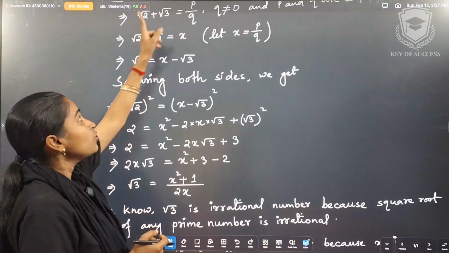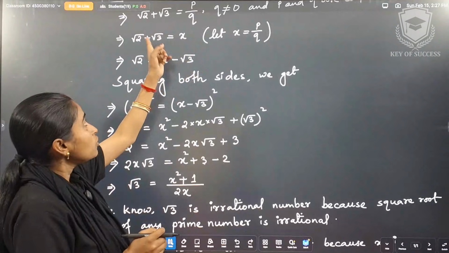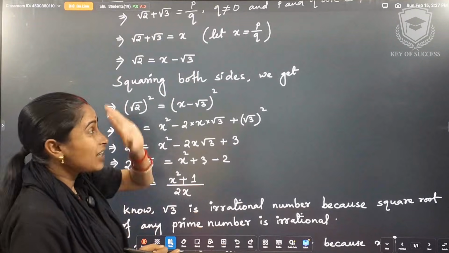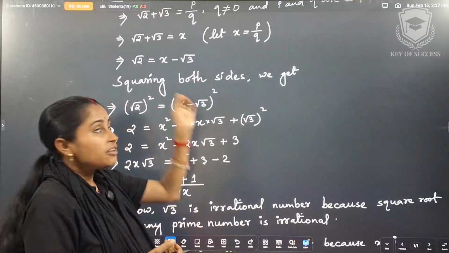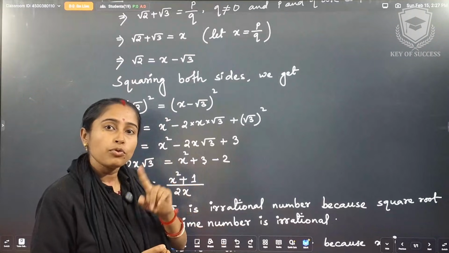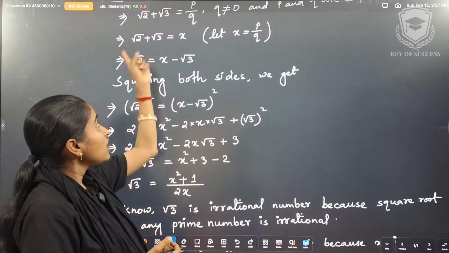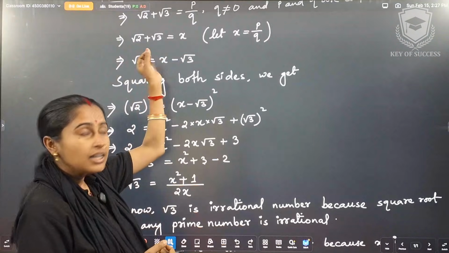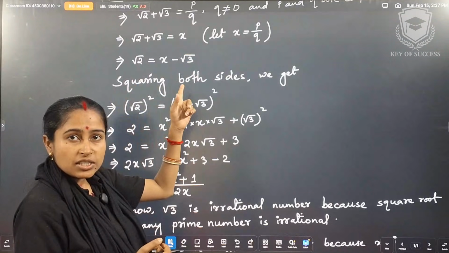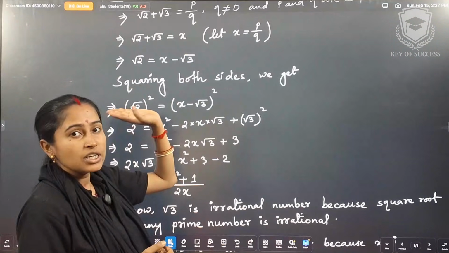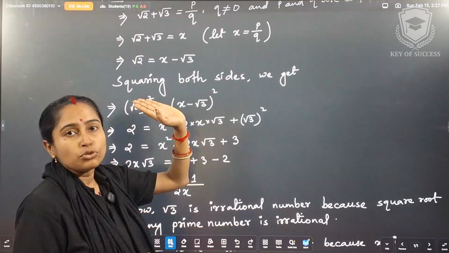I have changed root 3 to that side. Now it is up to you. You can change root 2 also. You can change root 3 also, your choice, if nothing is given to you. Now sometimes they can give in the question, given that root 2 is irrational, prove that root 2 plus root 3 is irrational. That time, which one you have to change the side? Root 2. Which one is given, that one you have to change the side. Remember that. Okay. If root 3 is given irrational, then you will change root 3. Now here nothing is given, then it is your choice. I have changed root 3.